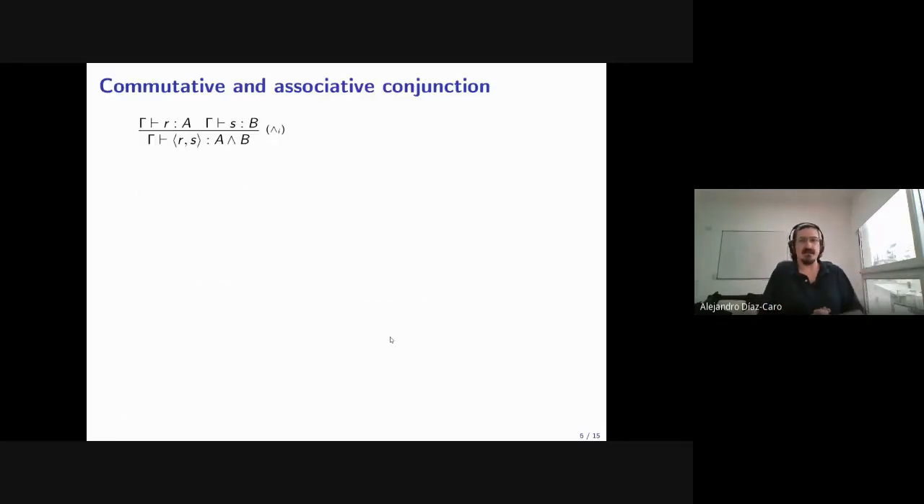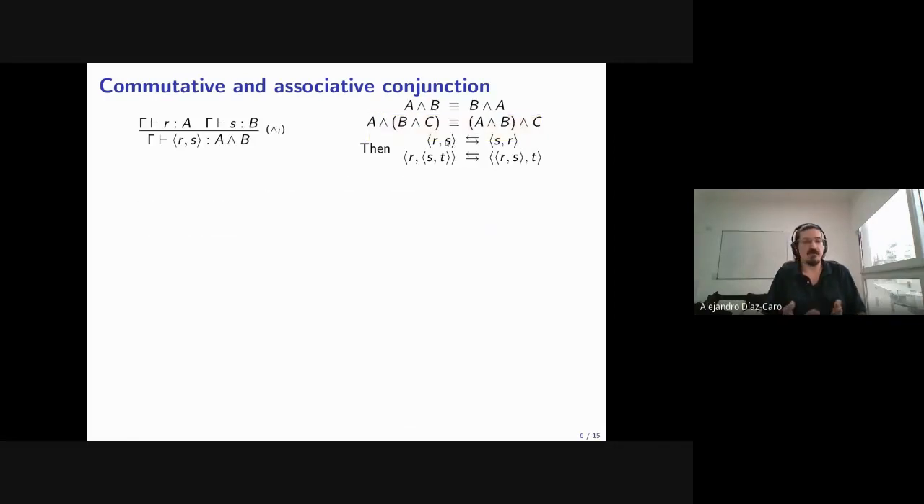So let's start. Let's say that first we want to see what happens with the associativity and commutativity of the conjunction. So usually what you have is that to have a proof of A and B, you need to have a proof of A, to have a proof of B, this is R and S, and then the pair of proofs is a proof of A and B. This is the usual proof of A and B. Now we say, okay, A and B is the same as B and A, and you have this associativity rule also. And then what we are saying is that the proof of A and B, which is this pair of proofs RS, is the same as this proof. Of course, there is a problem.